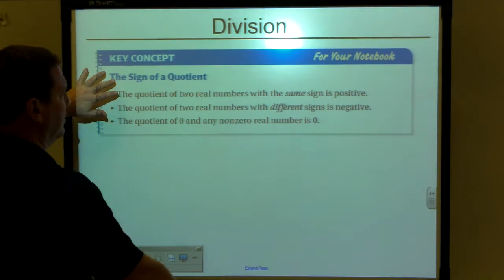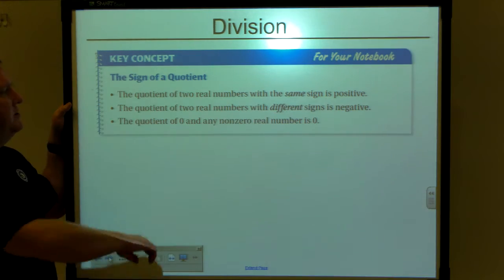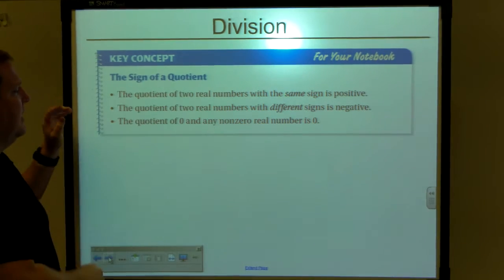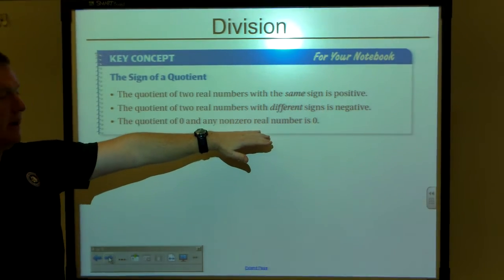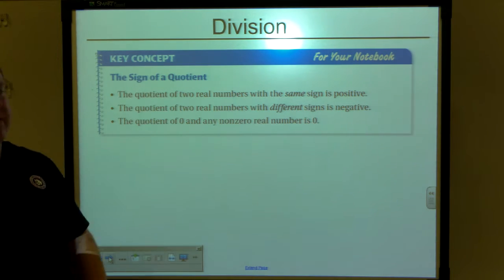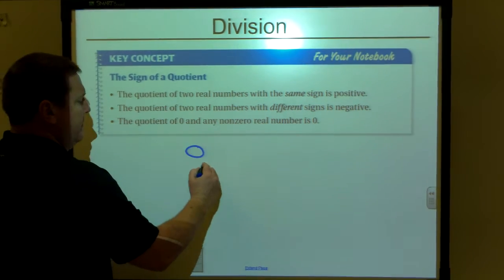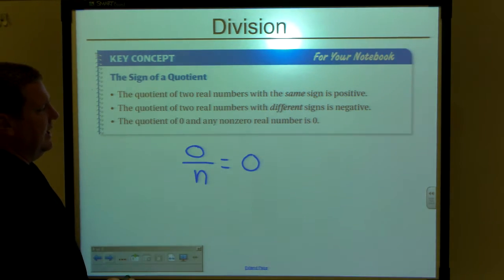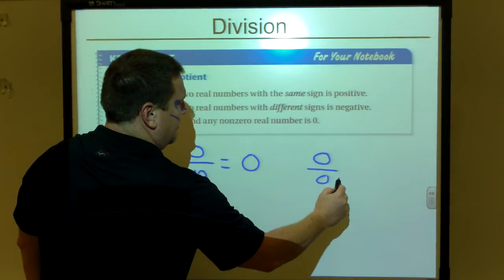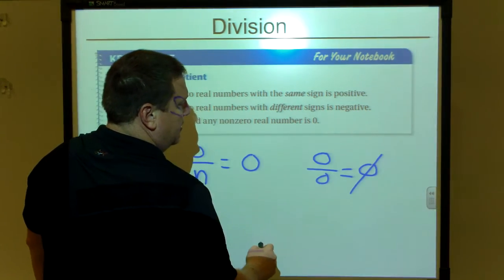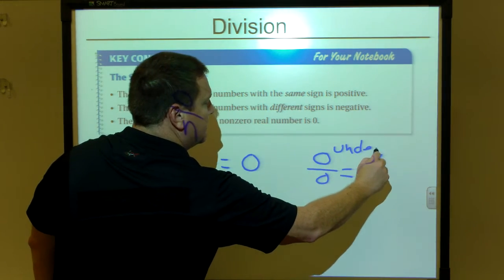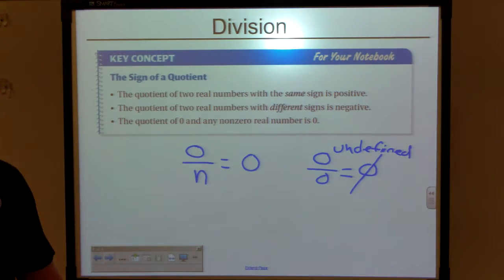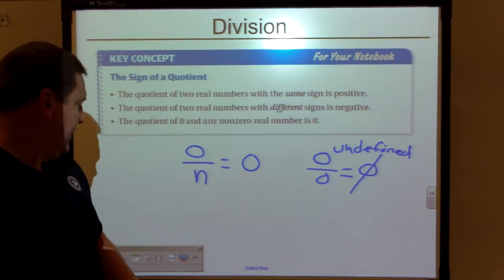Here are the sign rules for a quotient. You'll notice that they're exactly the same as multiplication. If they have the same signs, it's a positive answer. If they have different signs, it's negative. The quotient of 0 and any other non-zero, this is important, non-zero real number is 0. That just looks like this. 0 divided by any number, it doesn't matter what it is, is going to be 0. And you cannot take 0 and divide it by 0. It does not equal 0. This is actually undefined. You cannot divide by 0. We'll show you later on why you can't do that.